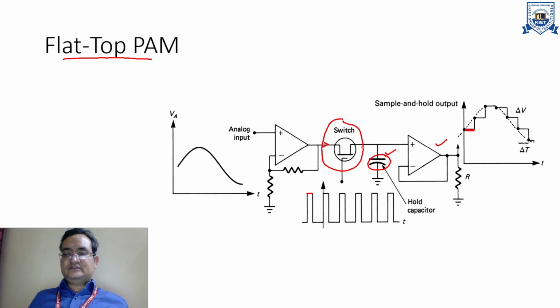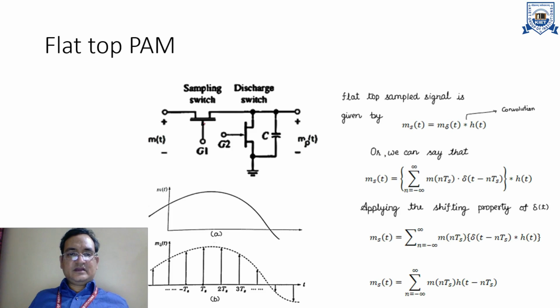And after that, let us suppose the signal is going towards higher voltages, then when the switch is open, it will hold the state of that particular voltage. And again, as the voltage is increasing, it will always go towards the charging and discharging mode. So this is the way by which you can obtain a flat top pulse amplitude modulated signal. This is the generalized switch. We can also obtain flat top PAM with the help of this circuit.